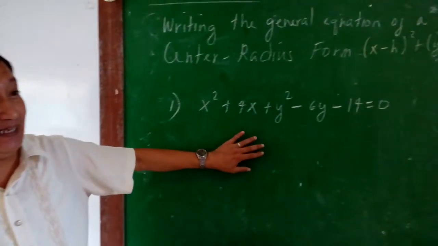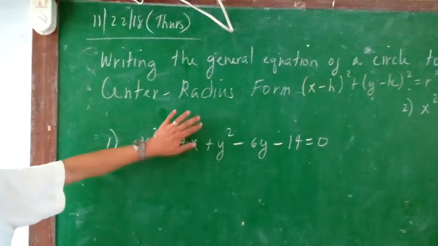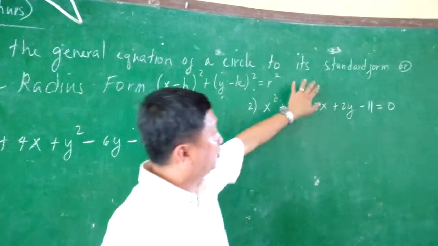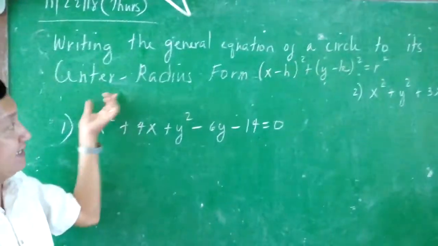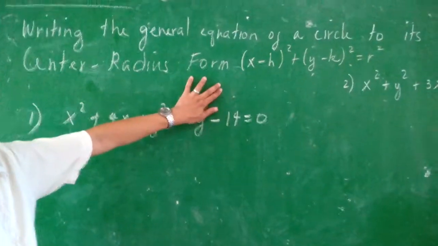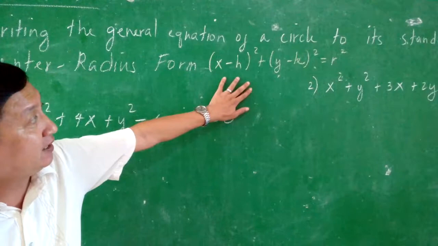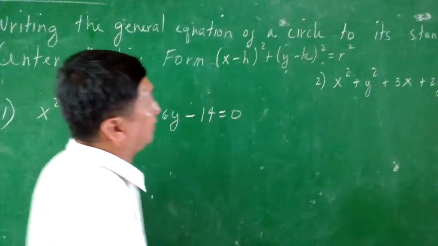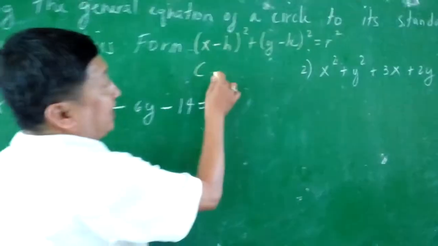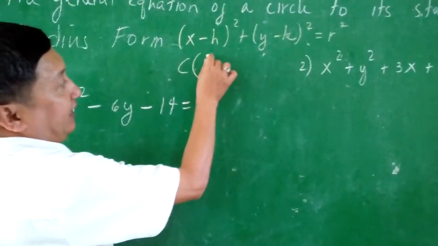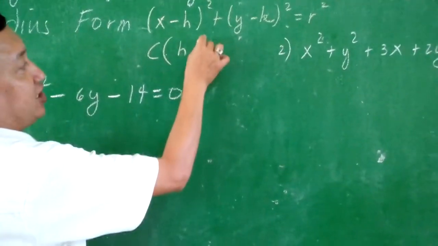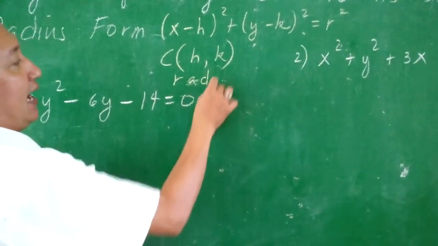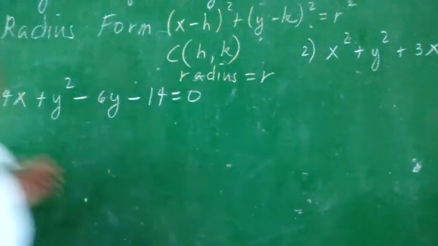Po sa aking channel. Ang akin po i-discuss ngayon ay writing the general equation of a circle to its standard form or center radius form, the quantity of x minus h squared plus the quantity of y minus k squared is equal to r squared, wherein the coordinates of the center is a point (h, k) and the radius is equal to r. Now take a look at number 1.